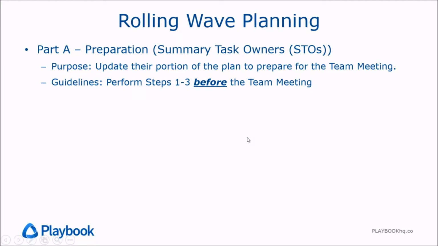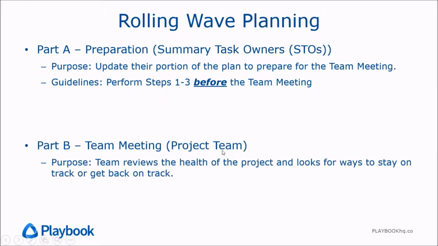The purpose is to make sure that they take some time in advance of the meeting to update their portion of the plan, both from a maintenance perspective as well as from a strategic thinking point of view. And that'll make the rolling wave planning meeting that much more effective. There's 3 steps that we're going to ask them to do in preparation for the team meeting. And then there's part B, which is the actual rolling wave planning team meeting. And that's where the team is reviewing the health of the project and looking for ways to either stay on track or to get back on track.